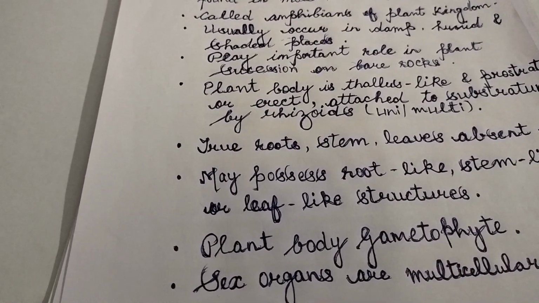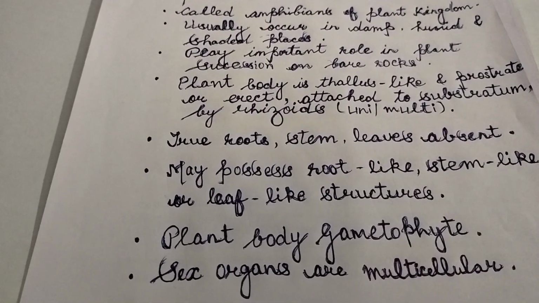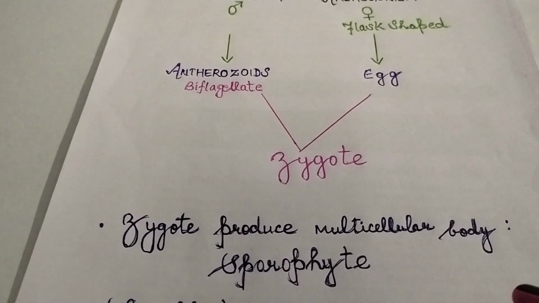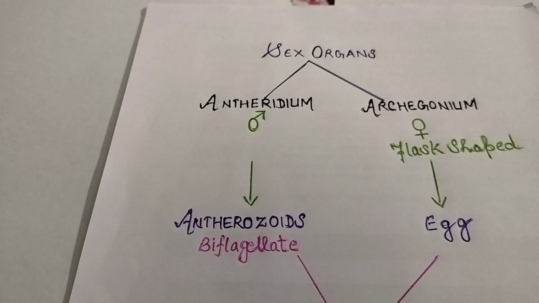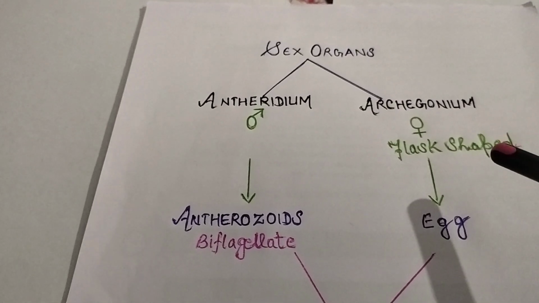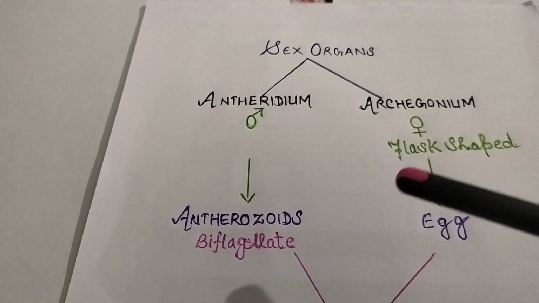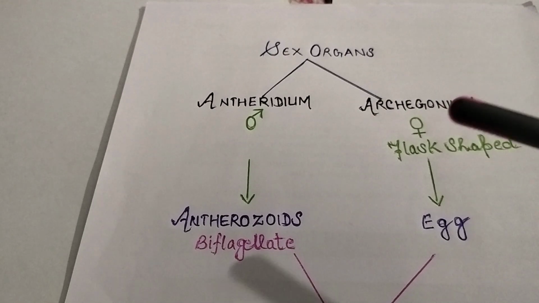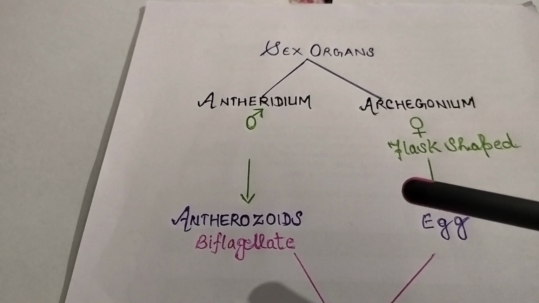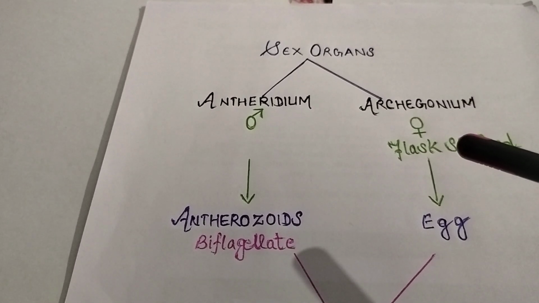Now sex organs in bryophytes are multicellular. About sex organs, male sex organ is called as antheridium and female sex organ is called as archegonium. Now see the advancement. In biological classification also we have studied that the classes are arranged on the basis of hierarchy, and this hierarchy is on the basis of what? Complexity of structure, complexity of mechanisms, complexity of physiology.